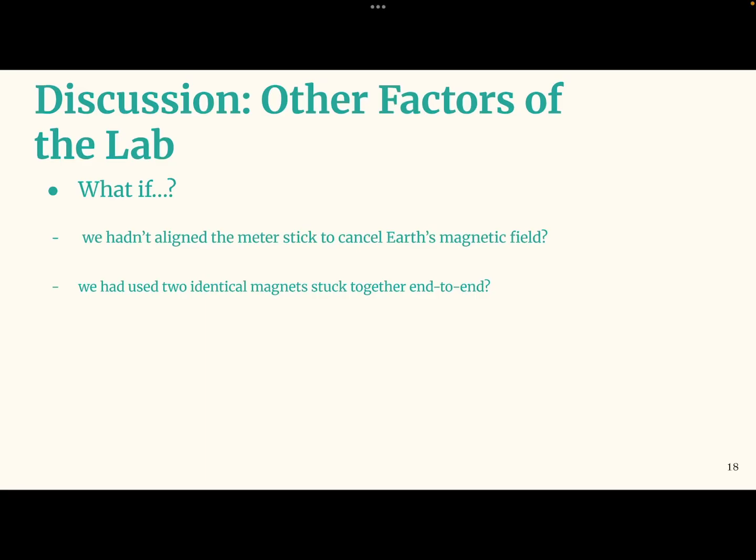Now, what if we hadn't aligned the meter stick to cancel out Earth's magnetic field? Well, the readings would likely have been skewed or inconsistent due to interference from the Earth's horizontal field component, making it harder to isolate the magnet's contribution.